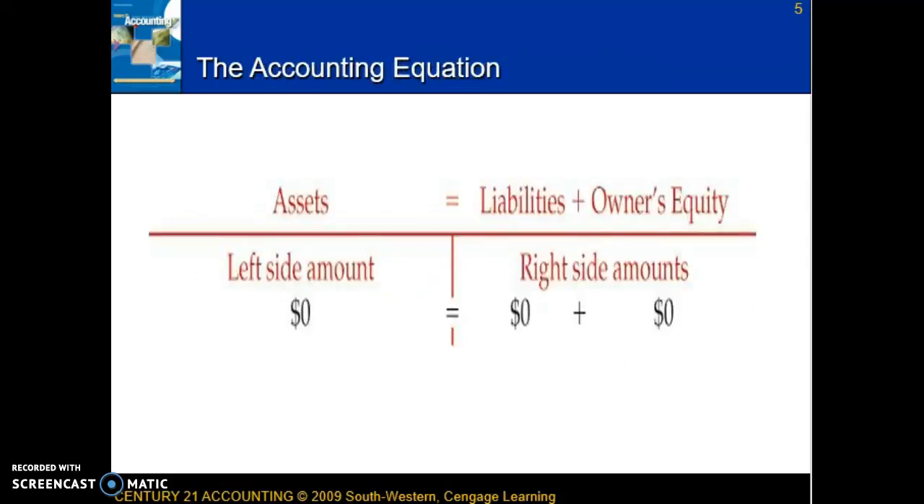Now, what this first section is all about, and basically what all accounting is about, is right here, your accounting equation. In the accounting equation, your assets must equal your liabilities plus owner's equity. This is our whole accounting equation. It's going to be true for everything you do from Accounting 1 through Accounting 4 if you choose to take all of the accountings that I offer.